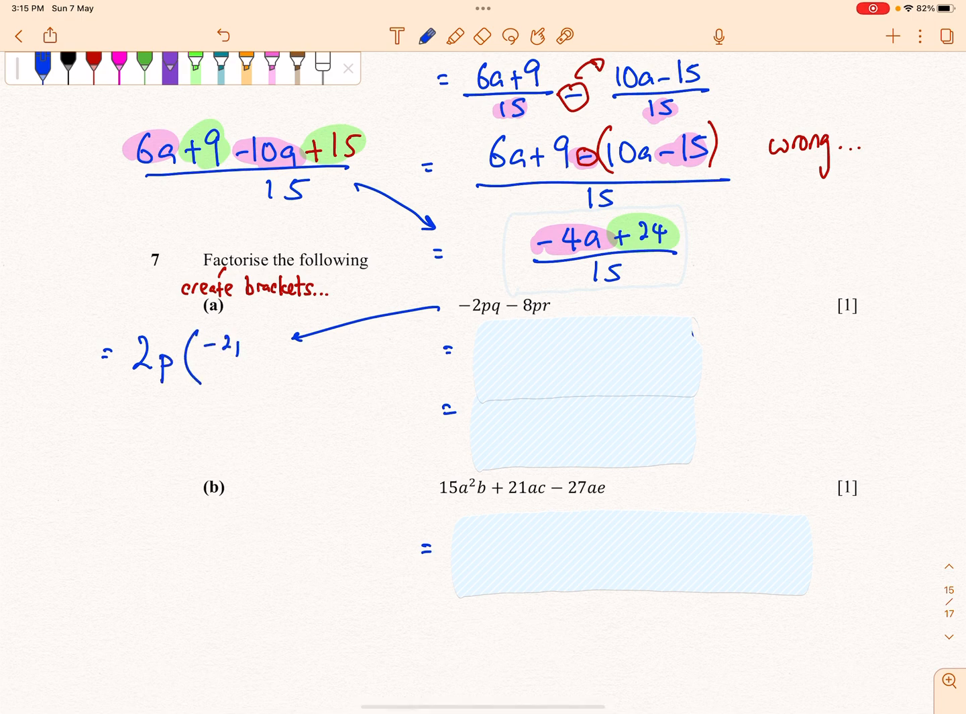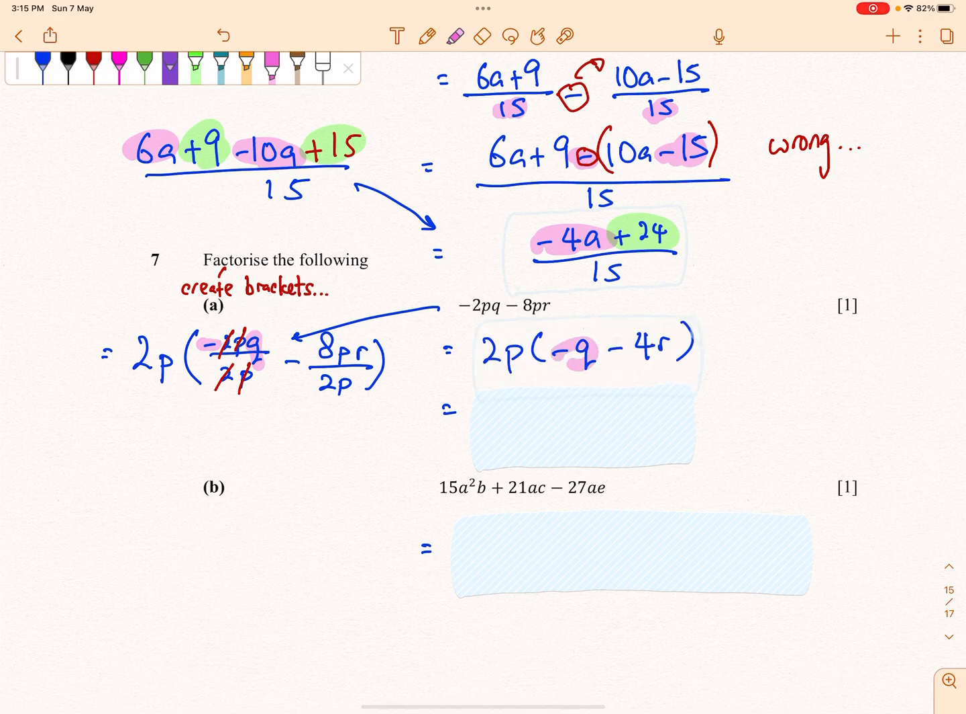Now, how to factorize? I will take every term, divide by the term that I have taken out. So if I start cancelling, P and P will cancel, and then I will be left with minus Q, right? So this is what you get, minus Q. Looking at the second term, if I were to cancel P and P, and cancel 2 and 8, I will get minus 4R. So minus 4R.